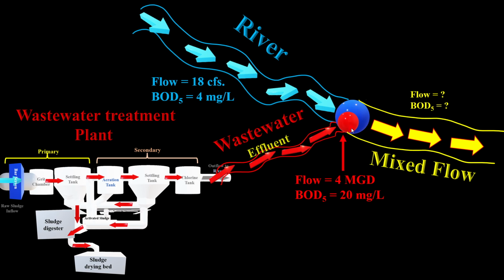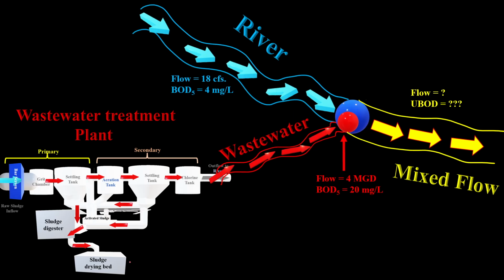At the very release point, be careful about that, to the river, the BOD5 concentration of the wastewater effluent is 20 milligrams per liter. You can see it's much higher than the BOD5 in the river. We want to know the ultimate BOD in the mixed flow. So the question is asking about the ultimate BOD in our mixed flow.